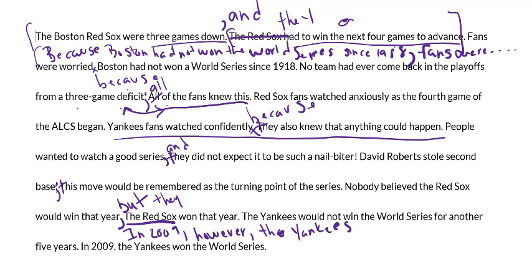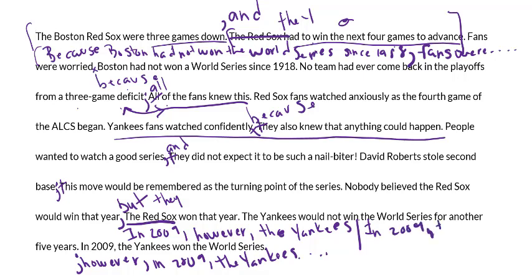Or you can combine the sentences. You can say in 5 years, you can do semicolon, however, comma, in 2009, the Yankees won. That's your choice. Or finally, and this is one of my favorites, you can say in 2009, the Yankees won the World Series, comma, however. So those are your options there, okay?